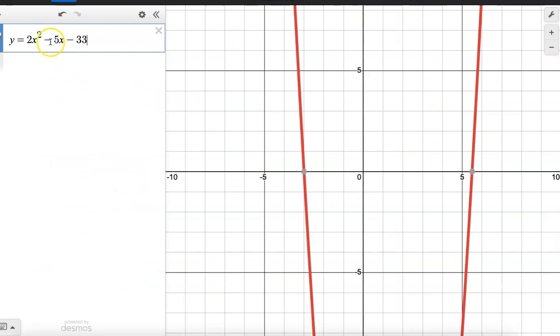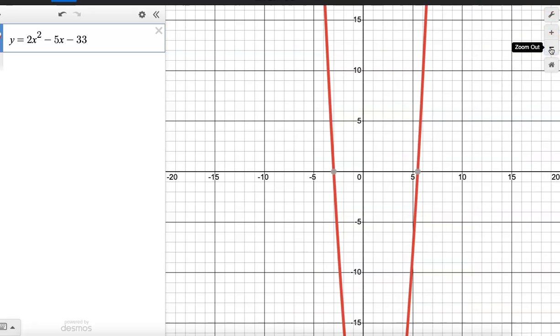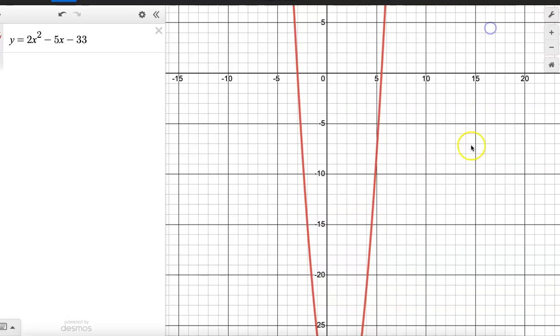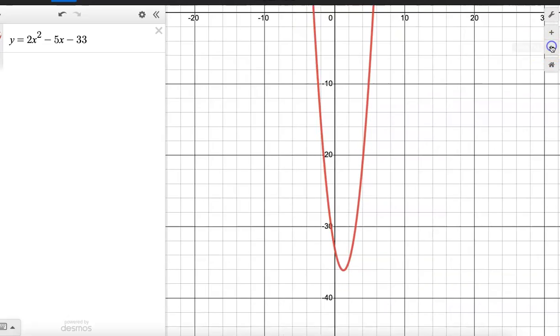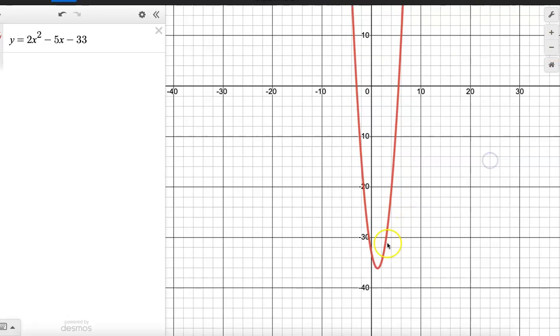Okay, so here's my equation. Notice I'm not seeing the whole graph, so maybe I will zoom out a little bit and lift it up a little bit here so I can see. Okay, so here's where it's hitting the y-axis, and I can see that that really is in fact at (0, -33). And then I can see this intercept of -3 and then the other one of 5.5.